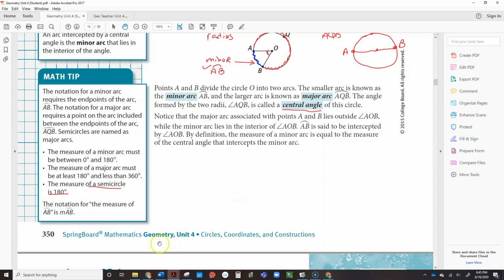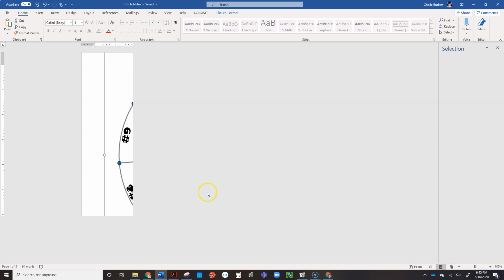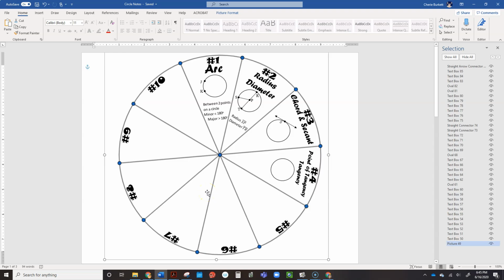If we were in a face-to-face class, we would be doing a paper plate. We would take this paper plate and divide it into 10 pieces. And then as we go through and learn about each one of these new words, we would add to this. For example, in space number 1, we put the word arc, and there are 2 that we need to know, minor arc and major arc.